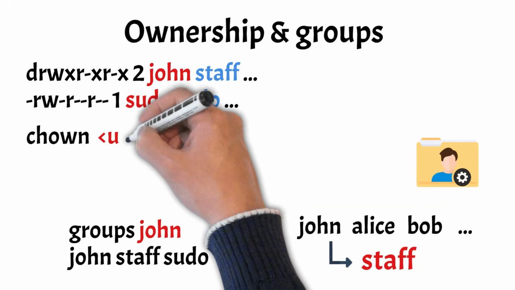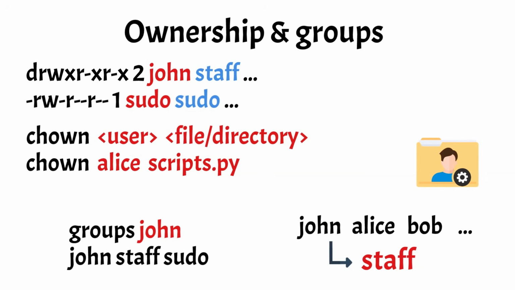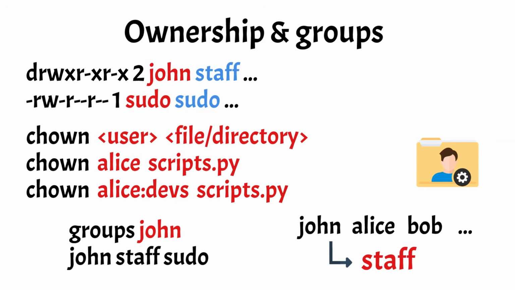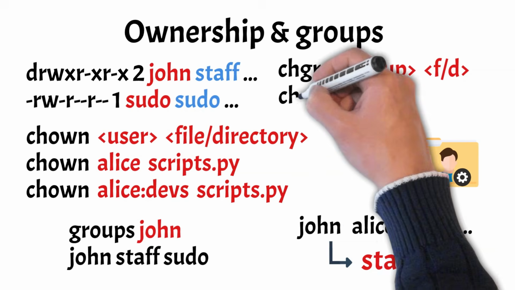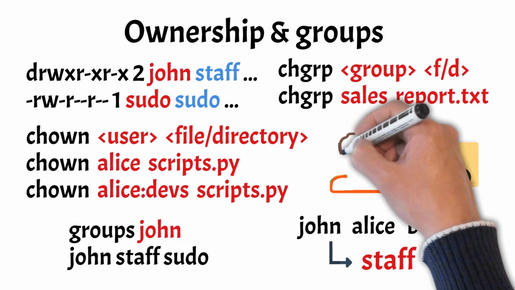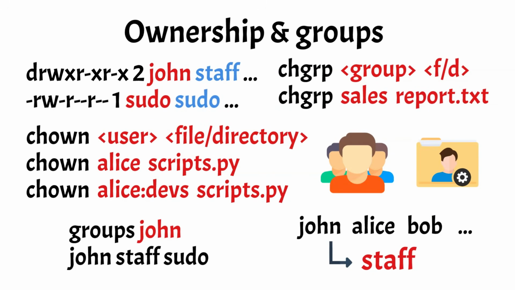Ownership itself can be modified using the chown command. For example, chown Alice scripts.py transfers ownership of the file to the user Alice, while chown Alice:devs scripts.py changes both the owner and the group at the same time. If you only need to modify the group associated with a file, the chgrp command can be used instead, such as chgrp sales report.txt. Together with file permissions, ownership and group membership provide a flexible way to manage access to files on multi-user Linux systems and avoid having to manually configure each user's permissions individually.